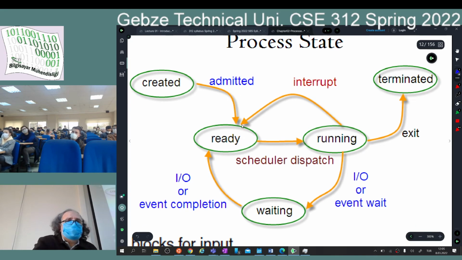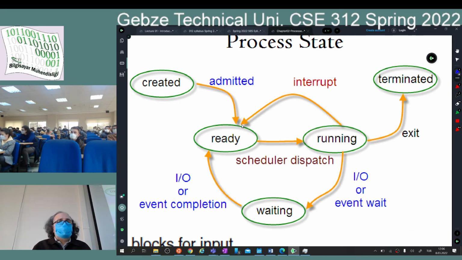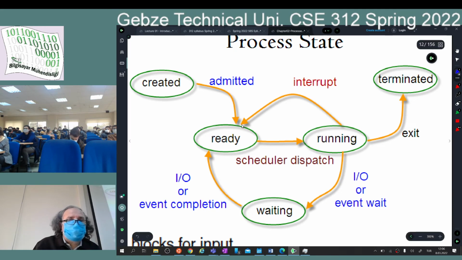A process is created. It is admitted to the process table. Now it has its entry in the process table. It defined everything. A process is not running yet. To move this process from the ready queue to the running state, the operating system scheduler has to make a decision that this process can now use the CPU. It's called a scheduler dispatch. The scheduler dispatches this process, and this process is now running.